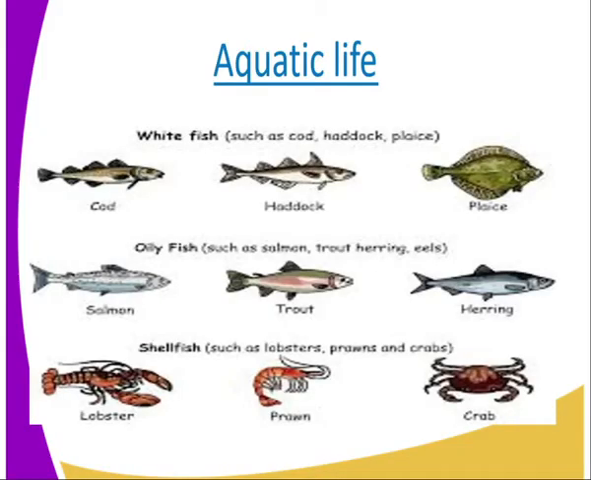This is the aquatic life. As you can see, we have the crabs, the prawns, the lobsters, and all types of fish: the cod, the haddock, the herrings, the trout, and the salmon. All of them are there. So you can see that we have both the white fish and the ordinary fish, and the oily fish. So that is what comprises the aquatic life.